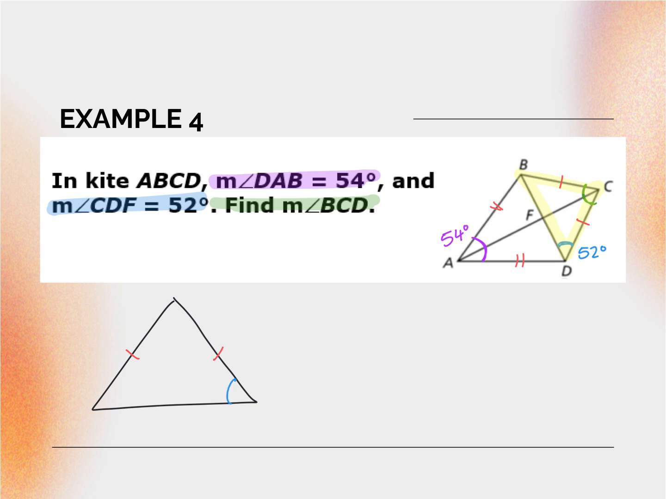This angle is 52 degrees, so that means this angle is also 52 degrees. How would I find what's missing? Good. I'm going to have to add both sides. I'm going to get 104, and 180 minus 104 is going to give me 76 left over. So this angle is going to equal 76.